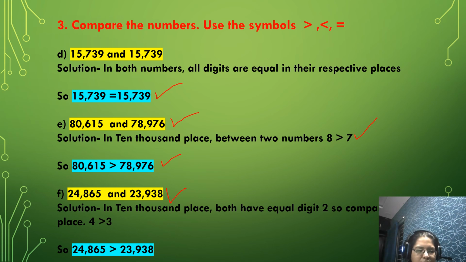In the 10,000 place, in the first number, digit 2 is there. In the second number, in the 10,000 place, digit 2 is there. In both numbers, in the 10,000 place, the digits are equal, 2 and 2. So next we have to compare the next place value digit. Here in the 1000 place, the digit is 4. In the second number, in the 1000 place, the digit is 3. We know 4 is greater than 3, so 24,865 is greater than 23,938.